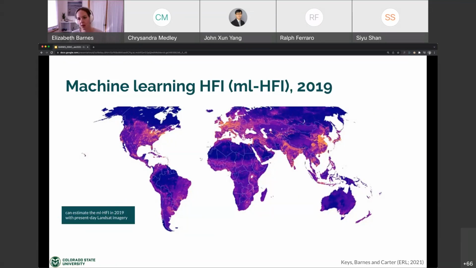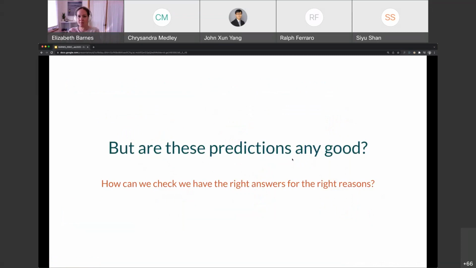All right, so we've created this up-to-date metric. Now I know it's 2022, it's not 2019 anymore when we did this work, but we could now take, say, 2021 Landsat imagery, and in a matter of maybe an hour, I could produce a new map for the globe. All right, fine, but are these predictions any good? As I said, I've done some metric calculations that I'm not showing you here that suggest the predictions are pretty good, but how can we still get a feeling for whether our black box machine learning model is getting the right answer for the right reasons?